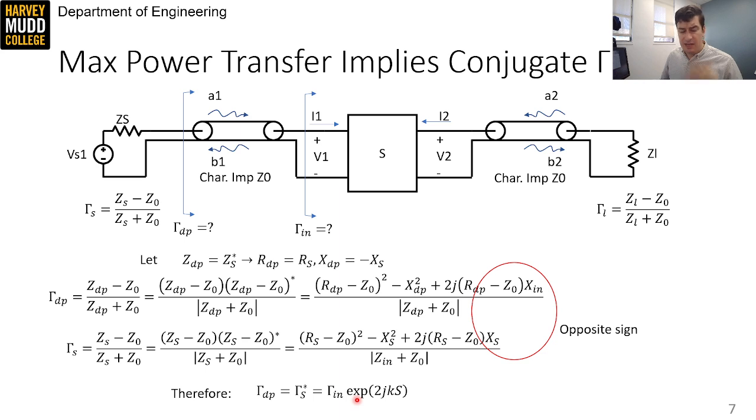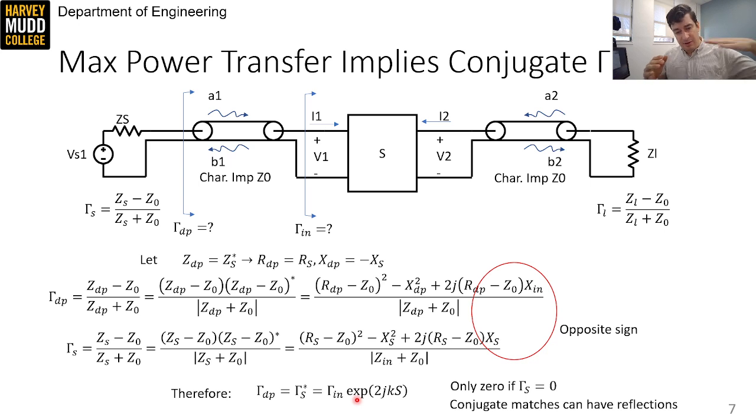This also brings out one kind of weird detail about the maximum power transfer theorem. Gamma in is only 0 if gamma s is also 0. So when we're trying to maximize power transfer, we're going to have reflections on the line. And that's weird. We just had a video set where we thought about power coming in and some of it being transferred into the load and the rest being reflected. And that's a great picture for real loads, and in particular for matched real loads.